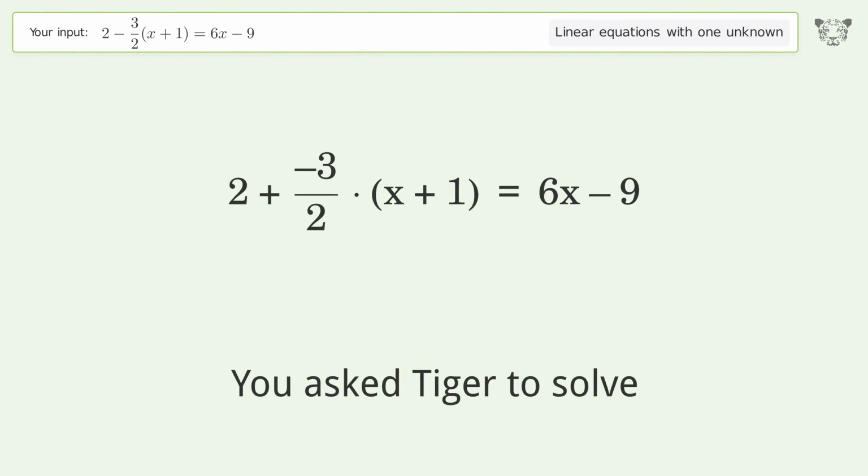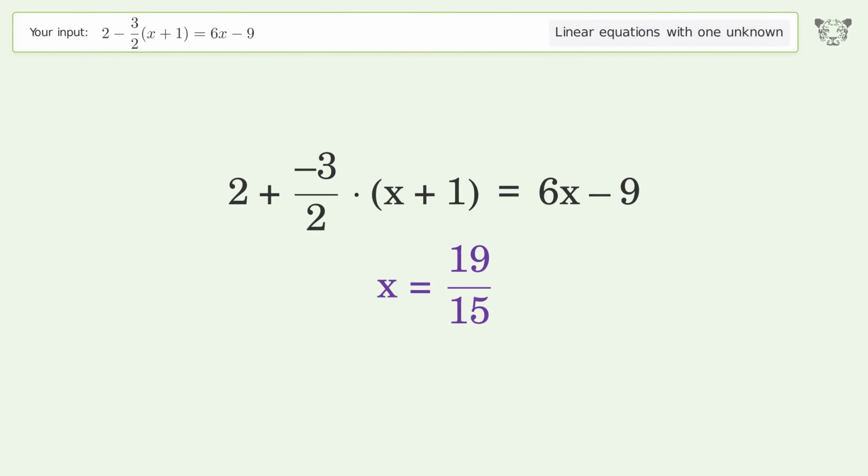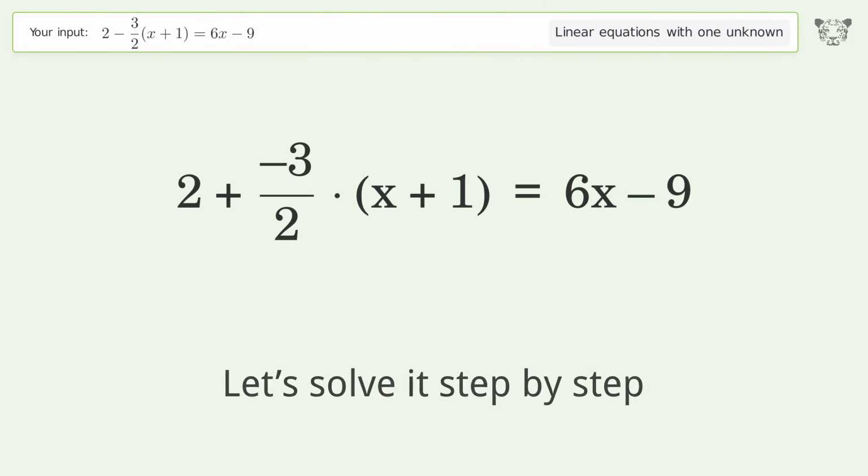You ask Tiger to solve this. It deals with linear equations with one unknown. The final result is x equals 19 over 15. Let's solve it step by step.